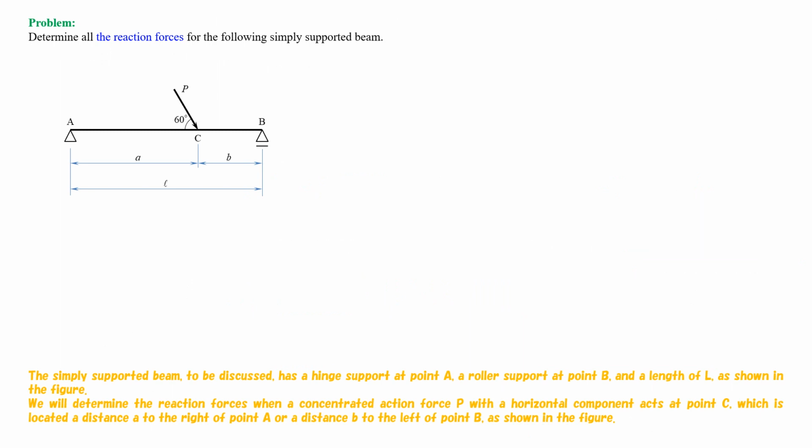The simply supported beam, to be discussed, has a hinge support at point A, a roller support at point B, and a length of L, as shown in the figure. We will determine the reaction forces when a concentrated action force P with a horizontal component acts at point C, which is located a distance a to the right of point A or a distance b to the left of point B, as shown in the figure.